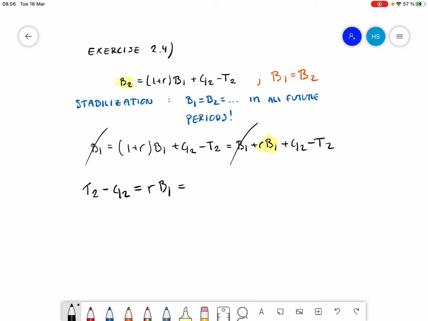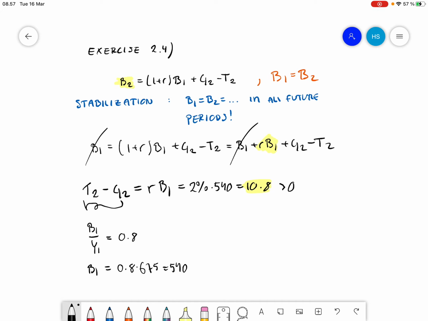What is the debt in period 1? Well, we know from earlier that the debt to GDP ratio in period 1 is equal to 0.8. So the debt stock in period 1 must be equal to 0.8 times 675. That is 540. So 2% times 540 gives us 10.8. Since 10.8 is greater than 0, we know that this here is a primary surplus.